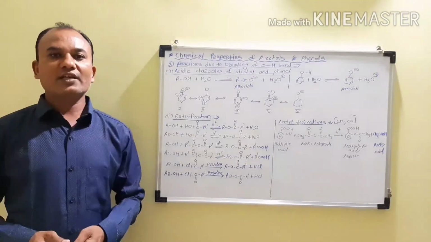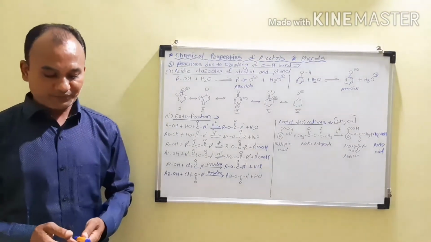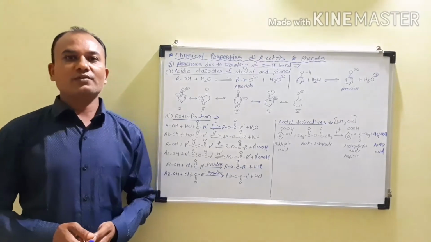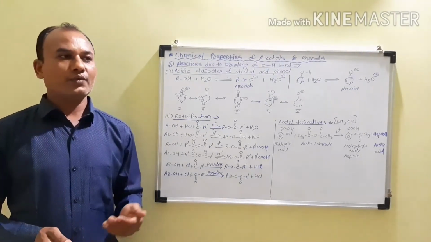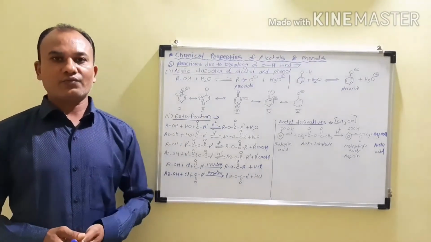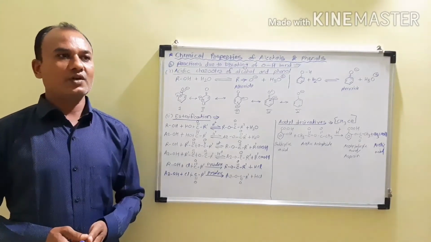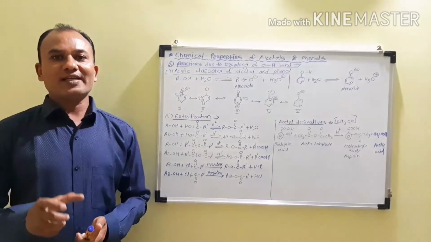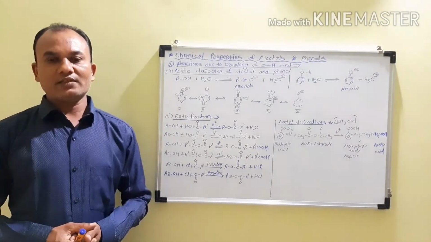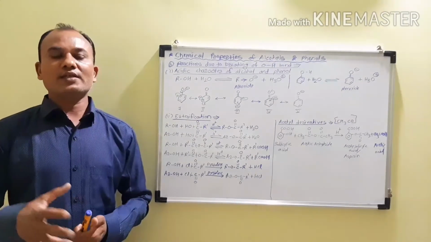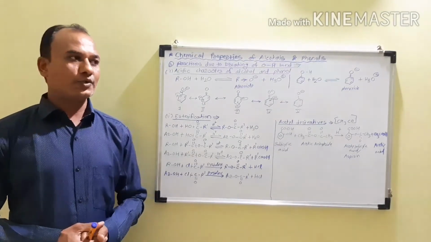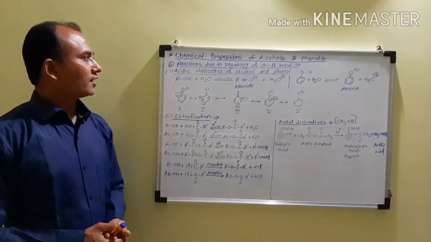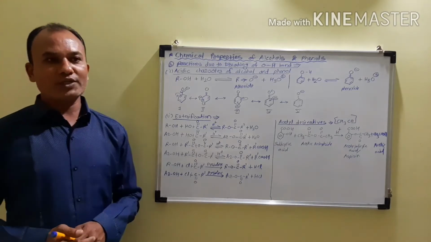So we are taking the chemical properties of the alcohols and that of the phenols. In the last video we learned about the laboratory test for the phenols and that of the alcohols, and from that it is clear that phenol is weakly acidic in the aqueous solution and alcohol is neutral in the aqueous solution. So next we have to consider the reactions due to breaking of the OH bond.